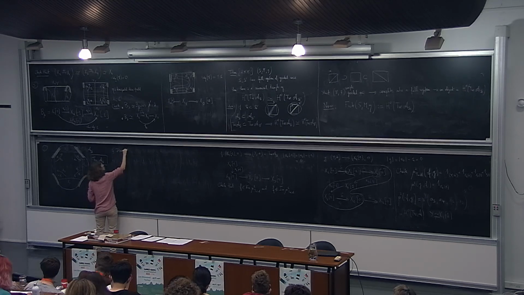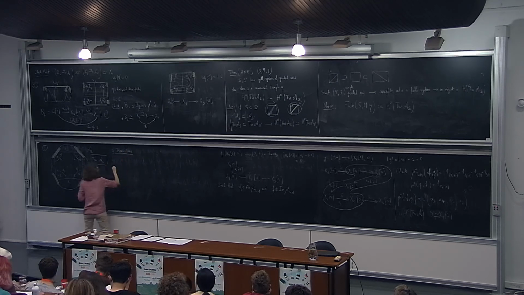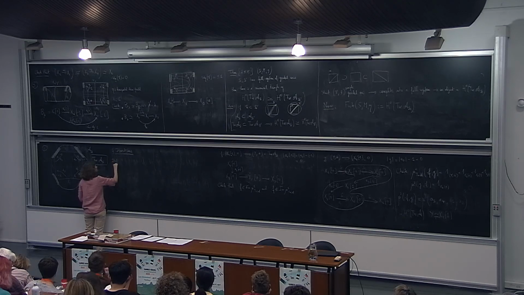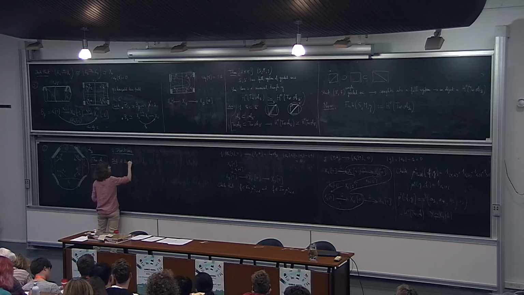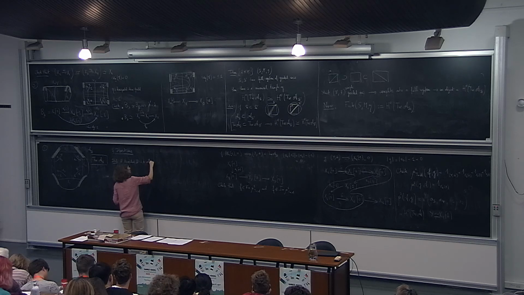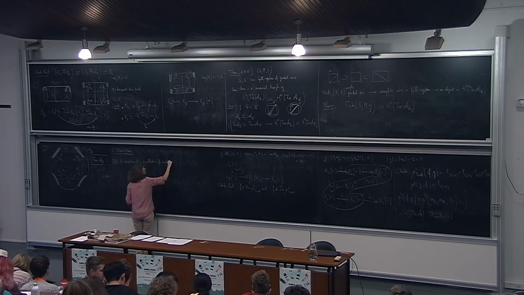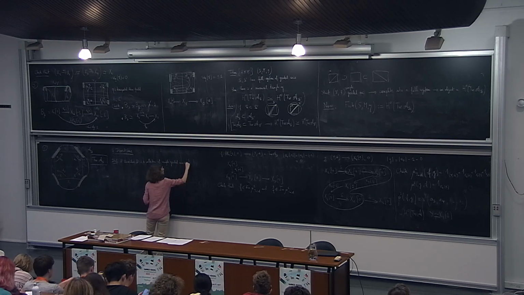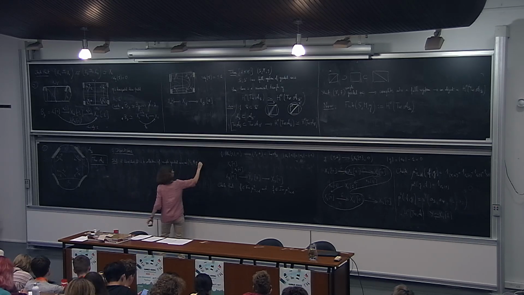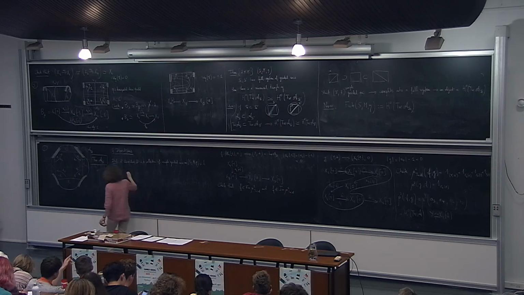So I will speak about dissections. Definition: a dissection D is a collection of simple graded arcs on S, M, eta such that, it's the same kind of thing we have.